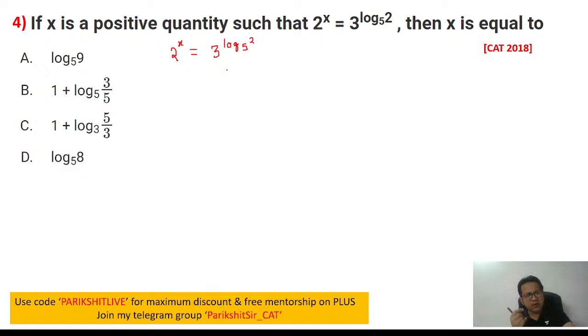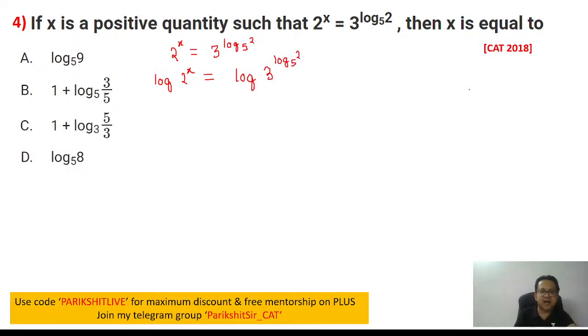If I look at it, the only way to extract that x out of this complicated looking equation is if I take a log. Otherwise, how will I take out that power? So if you want to extract that x from that power, the best way is to take log on both sides.